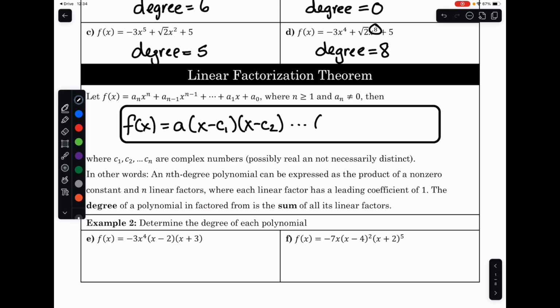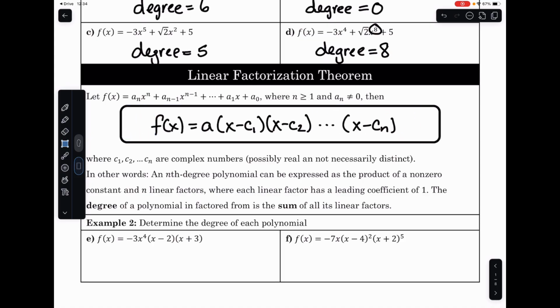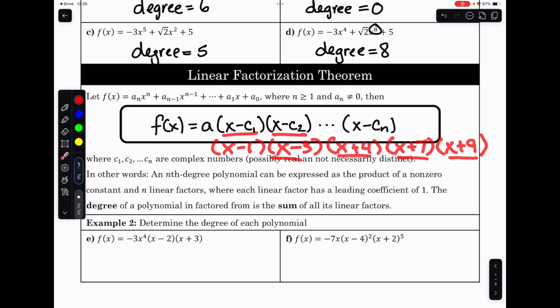And the number of factors that I multiply correlates directly to the degree. So if this is a degree 5 polynomial, then that means I can multiply 5 linear factors. So I could multiply an x minus 1, an x minus 3, an x plus 4, an x plus 7, and an x plus 9. 1, 2, 3, 4, 5. If that degree was 5, we can multiply a total of 5 linear factors.